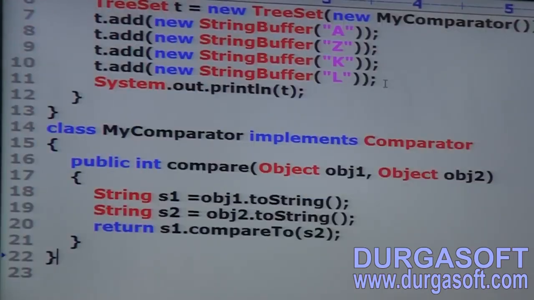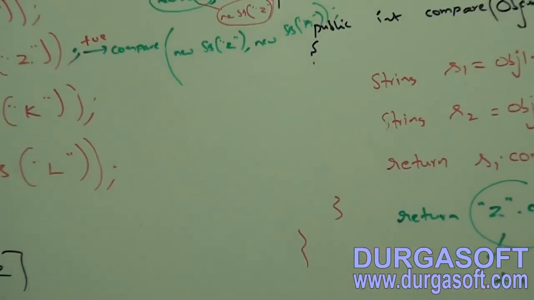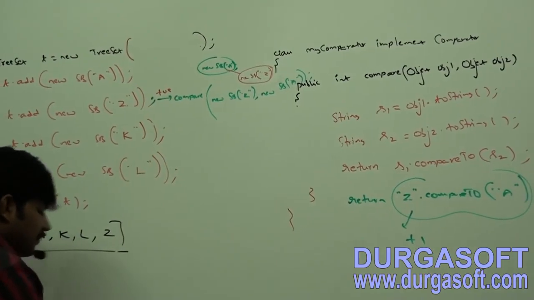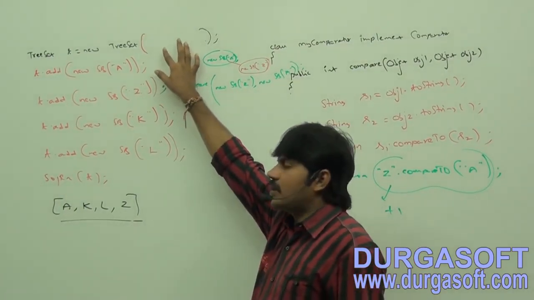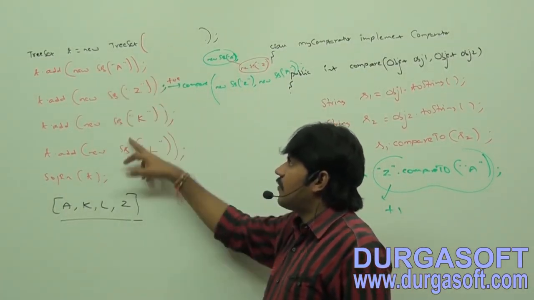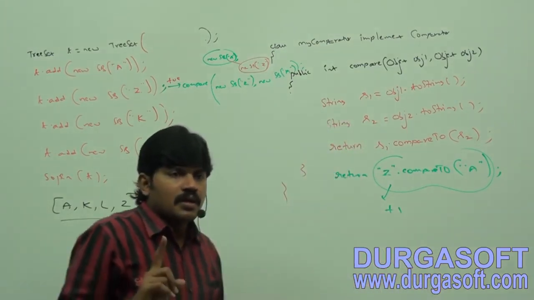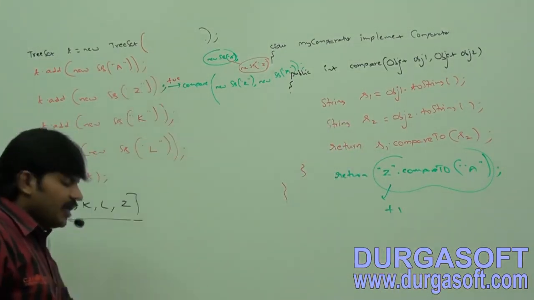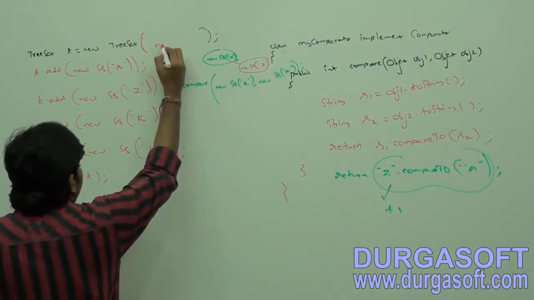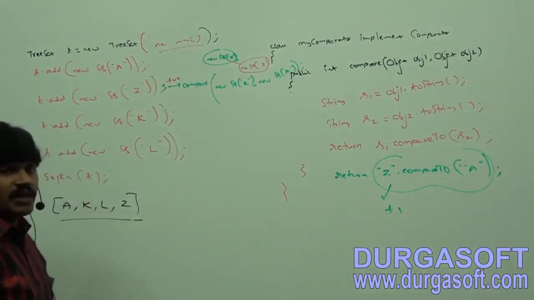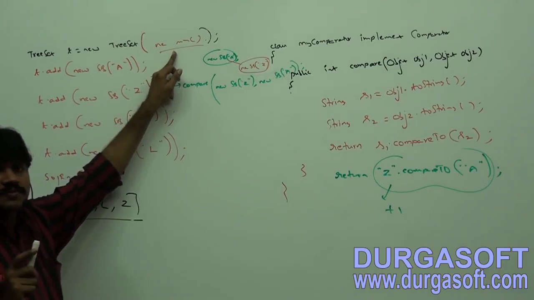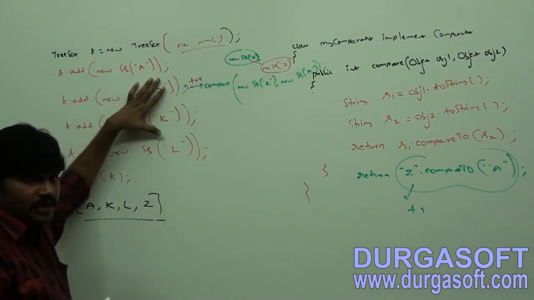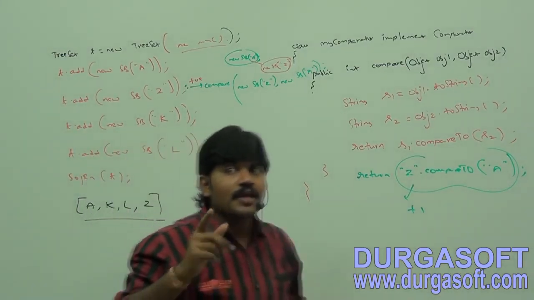Okay. So take a note. Here observe. Listen to this one. If we are depending on default natural sorting order, compulsory the objects should be homogeneous and comparable. If we are adding non-comparable StringBuffer objects, immediately we are going to get a ClassCastException. But if we are defining our own sorting by comparator, then the objects need not be comparable, need not be homogeneous also.